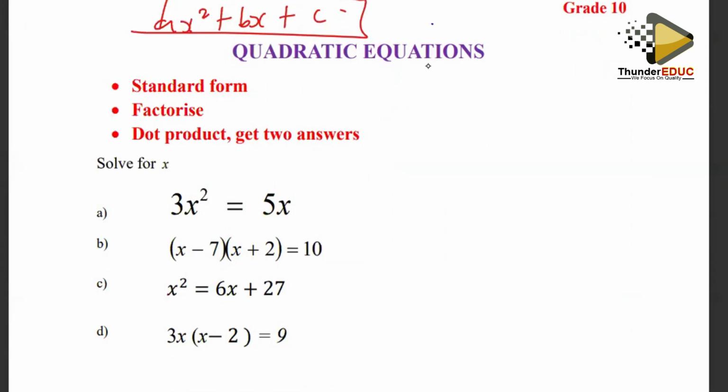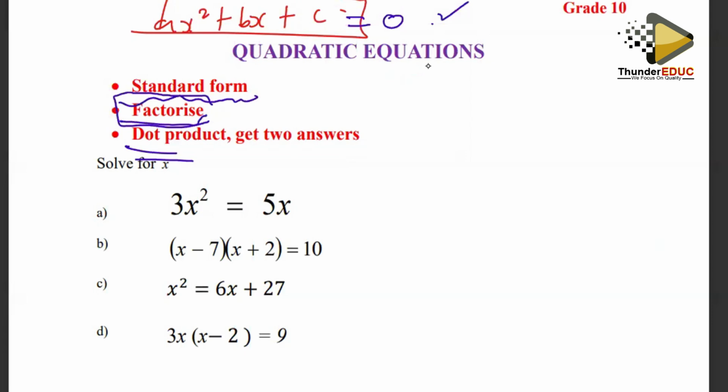So step number 1 is create a standard form. Standard form is where everything is on one side, and then we have a 0 left on the other side. We always give a mark for the standard form, okay? Then 2, you need to factorize. Find the appropriate method. Is it a difference of 2 squares? Is it common factors? Is it a change of sign? Is it grouping? Is it a difference or sum of 2 cubes? Whichever one it is. And then we apply what we call the dot product.